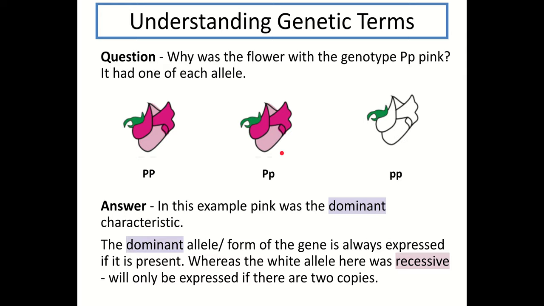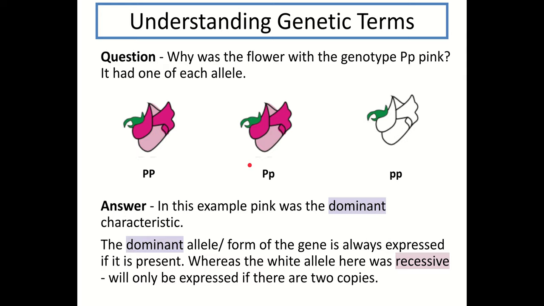Well, this is because pink was the dominant characteristic. Any allele which is dominant is always expressed, even if it's present in the genotype just once. So even though the flower has only one big P allele and one little p allele, the big P allele is always going to be dominant. So the phenotype's always pink, and that's why we represented pink as the capital letter, because it's the dominant one.